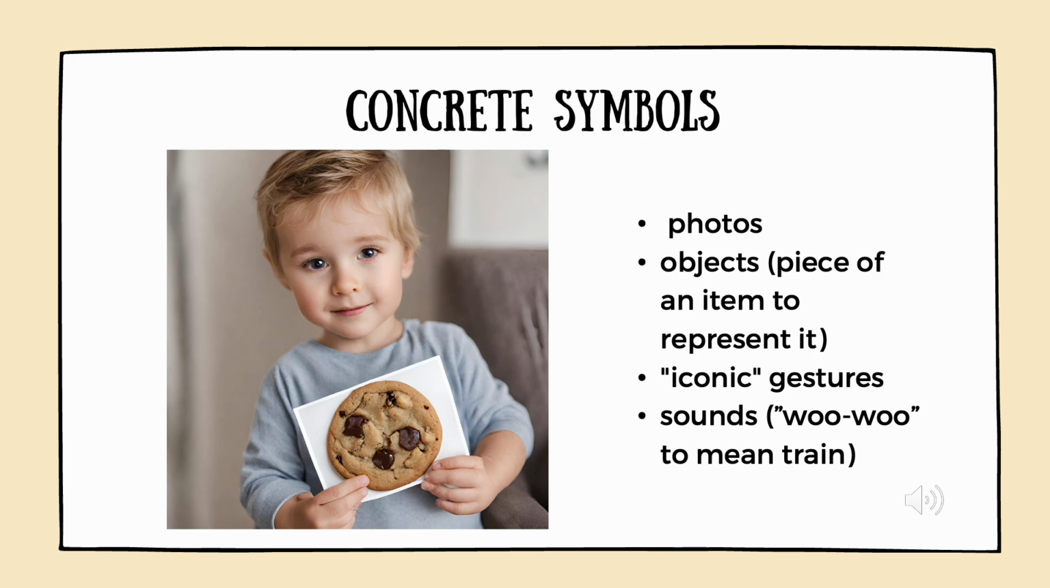Some children go through a stage of using concrete symbols. These are going to be symbols that physically resemble what they represent and are used communicatively. Concrete symbols might look like, feel like, move like, or sound like what they represent. These can be things like photographs or objects or pieces of an object that they're representing. It can be iconic gestures that everyone understands, like saying woo woo to mean a train. Most individuals skip this stage and go directly to the next level, but for some individuals, concrete symbols may be the only type of symbol that makes sense to them. For others, concrete symbols may serve as a bridge to using more abstract symbols. Typically, developing children use concrete symbols in conjunction with gestures and words.